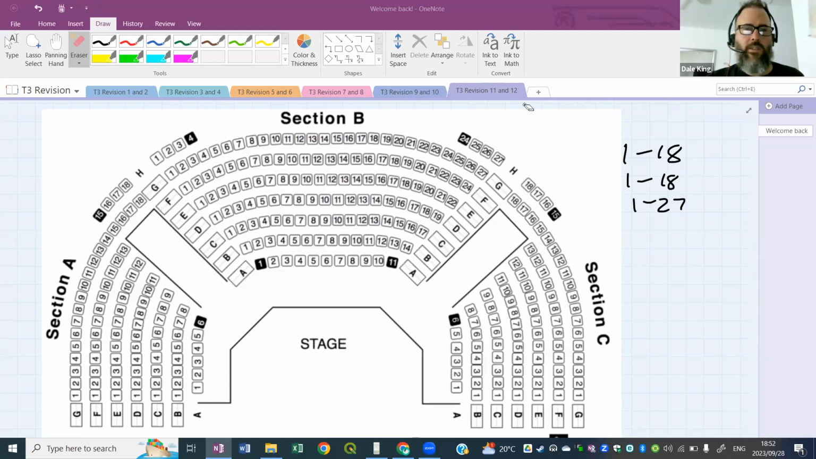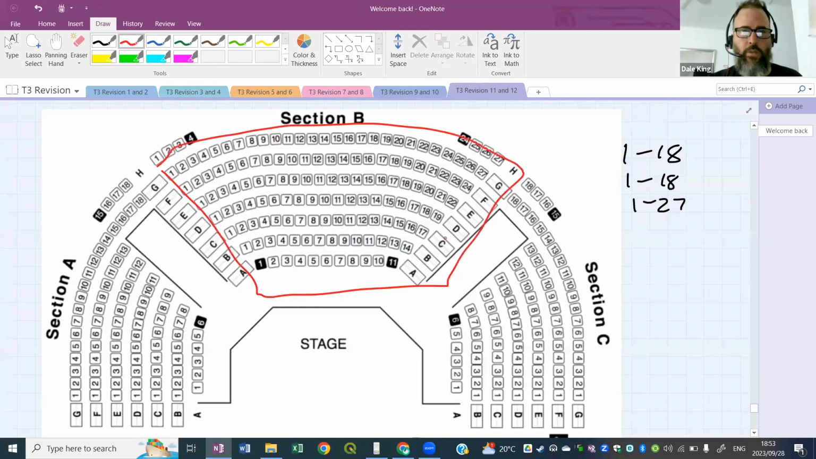All right, Jasmine's got a couple options there. Yeah. All right, I'd agree with you guys. Yeah. I've got D10 or D9 or D10. So section B, all right, is this section here. 4th row from the stage is this one here.